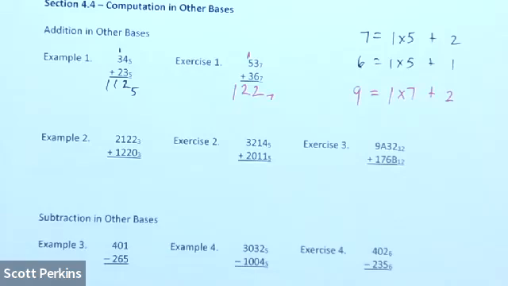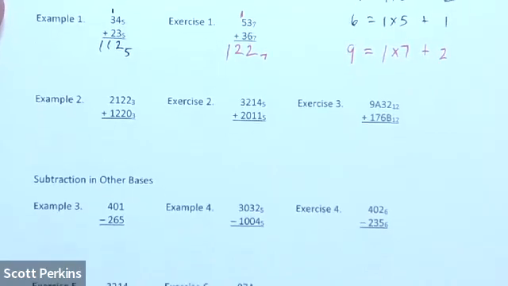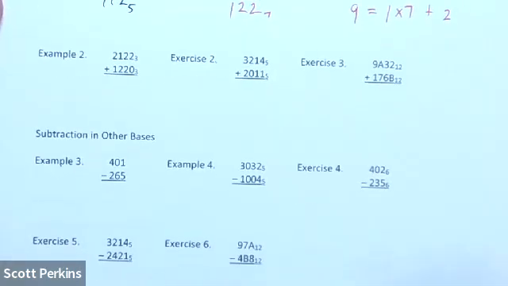Any input you've got for me? We doing okay? All right, then go ahead down to example 2. Okay, we're just going to keep doing the same thing. So down there, add 2122 base 3 plus 1220 base 3.